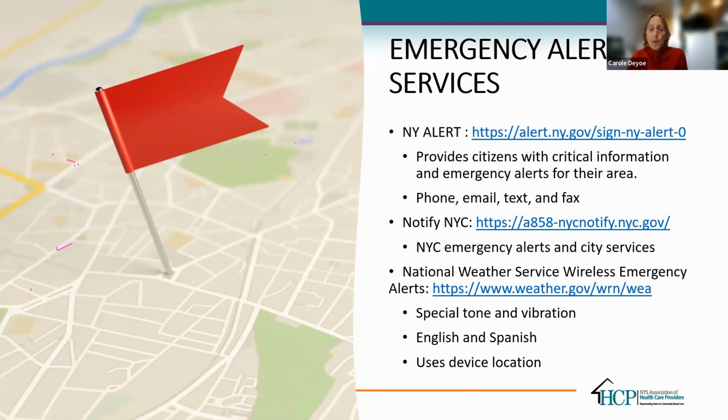So that's pretty cool. And finally, there's the National Weather Service wireless emergency alerts. That comes through as a text on your cell phone. You will know that it's from them because there's a special tone and a special vibration that comes through on your phone. It's available in English and Spanish, and that service uses the location of the device that you have it programmed to check for you. You'll get extreme weather. You'll also get local emergencies that require immediate action. Even amber alerts, blue alerts will be on there. And if there's a national emergency, presidential alerts will come through that service as well.